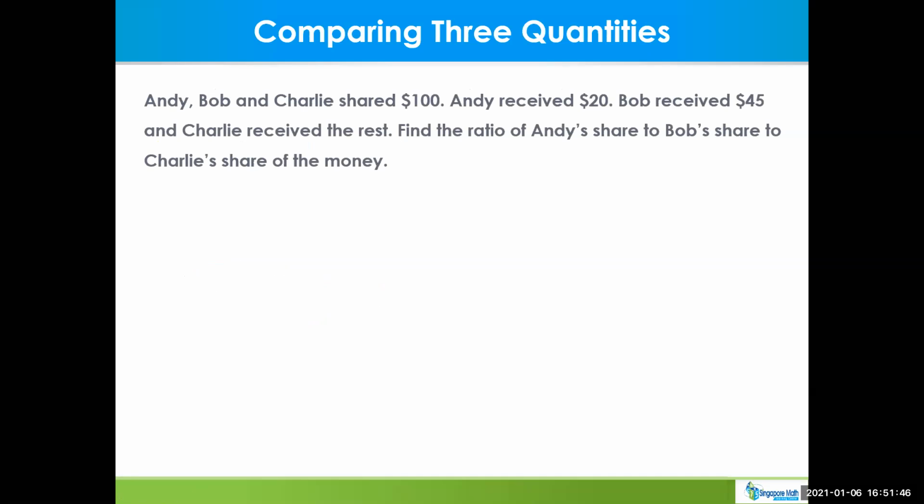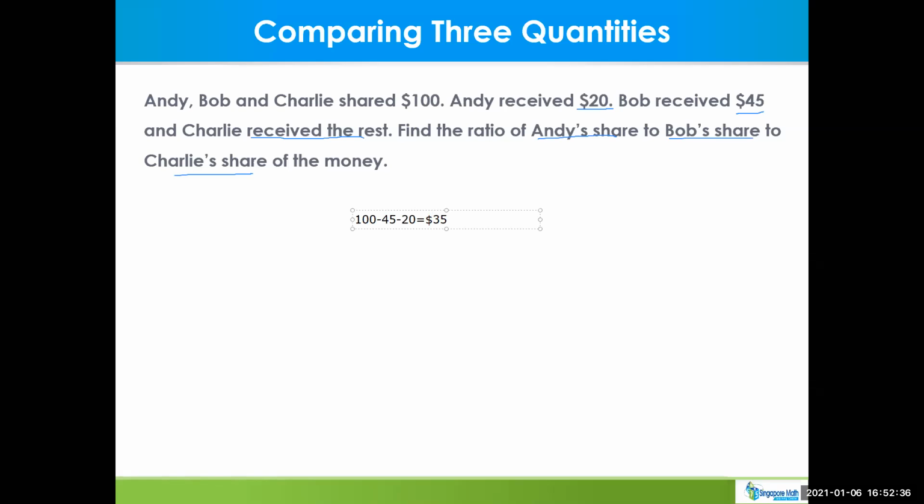Andy, Bob, and Charlie shared $100. Andy received $20. Bob received $45, and Charlie received the rest. Find the ratio of Andy's share to Bob's share to Charlie's share. So Anne, can you tell me how much Charlie received? Charlie received 35. So 100 minus 45 minus 20, you should get 100 minus 65, which is $35. And now we can find the ratio.